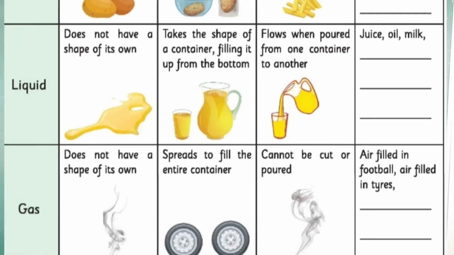Next state of matter, that is gas. Does not have a shape of its own. Does gas have a shape of its own? No. So the gas does not have a shape of its own. Spreads to fill the entire container. Even in a tire, when we pump air, it takes the shape of the tire. If it is a balloon, it takes the shape of the balloon.